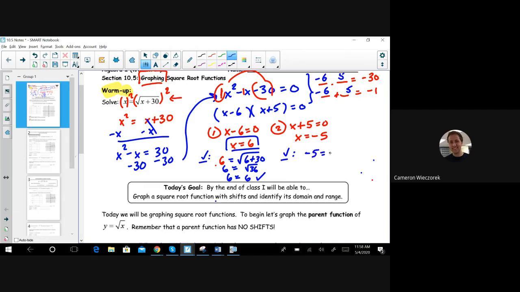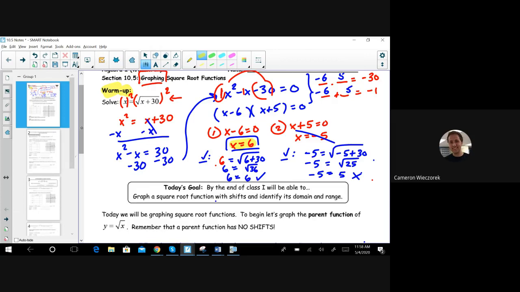Negative 5 equals the square root of negative 5 plus 30. Does negative 5 equal the square root of positive 25? Well, the square root of 25 is positive 5. That's a false statement. That means this is an extraneous solution. We cross it out. We don't use it. So the only answer to this one is x equals 6.